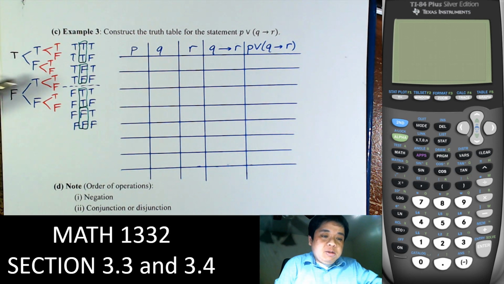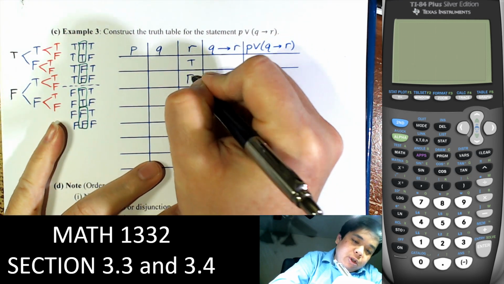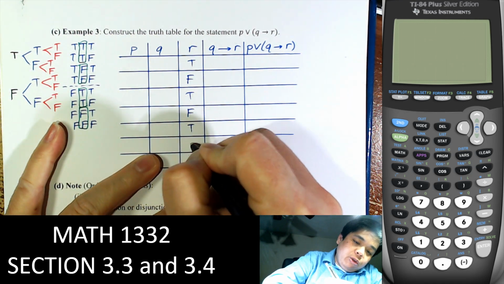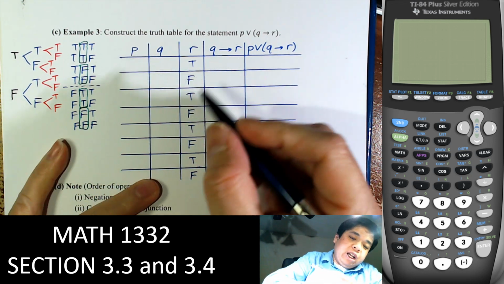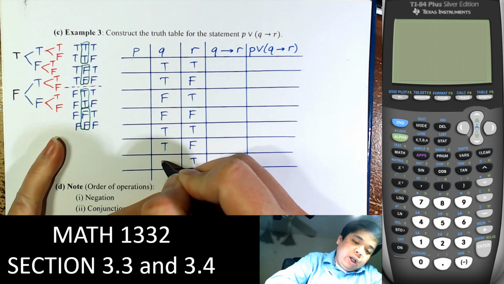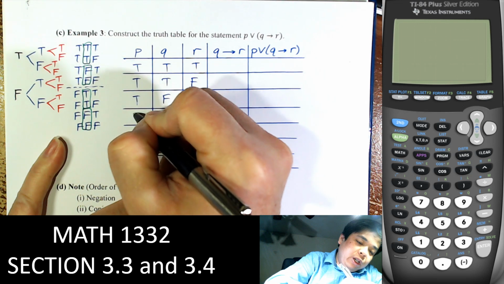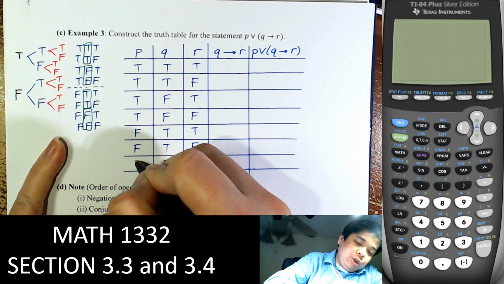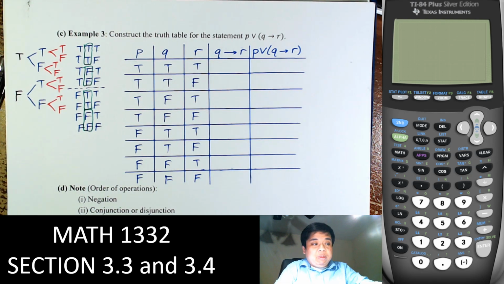Now let's put all the simple statements first. So we start with true, false, true, false, true, false, and true, false. The next one will alternate every two: true, true, false, false, true, true, and false, false. The next one will alternate every four. So those are 8 different scenarios because we have 3 statements. 2 to the third power is 8. Now first, Q implies R.